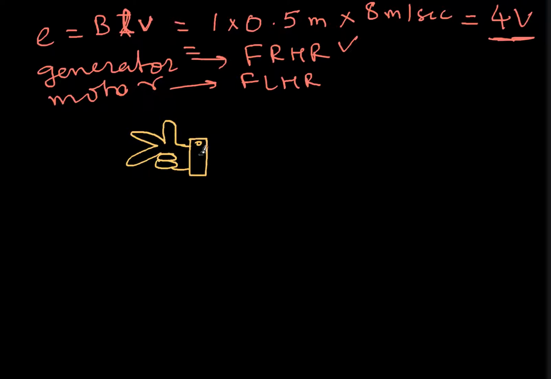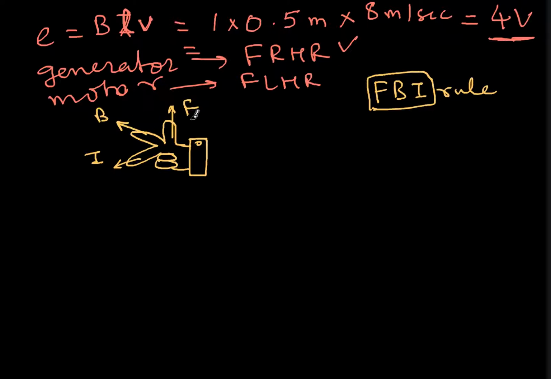And how do you remember which finger is for what? That is nothing but your FBI rule. You can remember it famously as the full form, Federal Bureau of Investigation, FBI. That's just a tip to remember it. So this is F, perpendicular to it is B, and perpendicular to it is I. F means force. B means flux, and remember, B is the symbol for flux density, and I means current, the symbol for current.